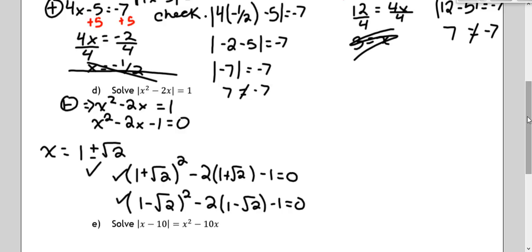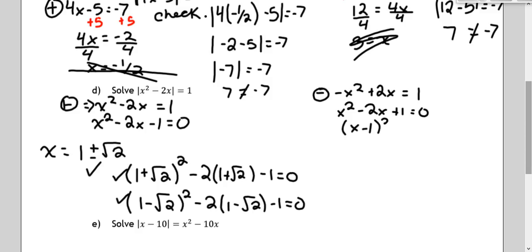Case 2, our negative case, we have negative x squared plus 2x is equal to 1. So then this becomes x squared minus 2x plus 1 equals 0. This is a perfect square trinomial, so this is x minus 1 squared is equal to 0. So x equals 1. And then we check.